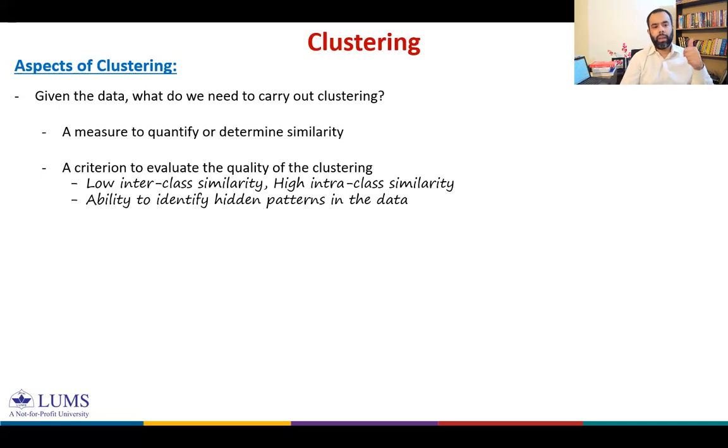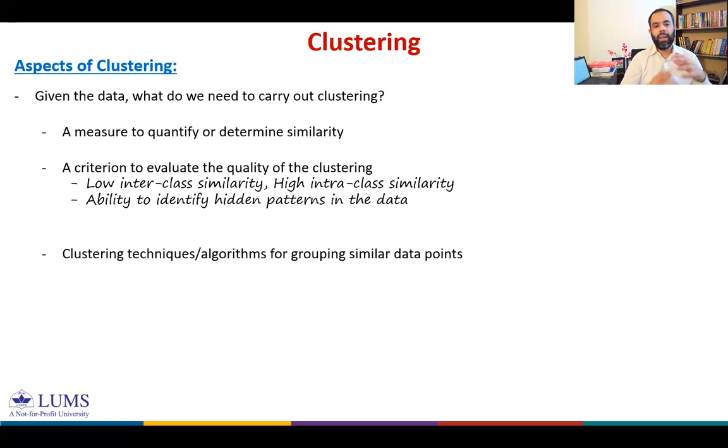So we need to define a measure for quantifying similarity. We need to define a criterion to evaluate the quality of clustering. And finally, we need an algorithm. We need clustering techniques for grouping similar data points.